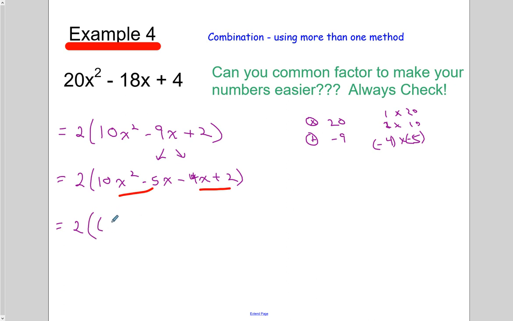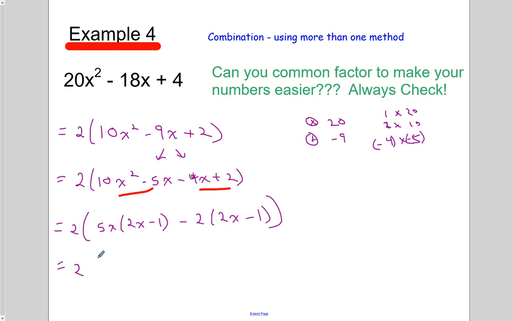And let's factor out a 5. Oh, I didn't leave myself enough room there. Let's try that again. Let's factor out a 5x out of my first one. So that's going to leave me with 2x minus 1. And let's factor a 2 out of my second one. That's going to leave, actually, minus 2 out of my second one. That's going to leave me with 2x minus 1. Aha! I can factor a 2x minus 1 out of both of those.